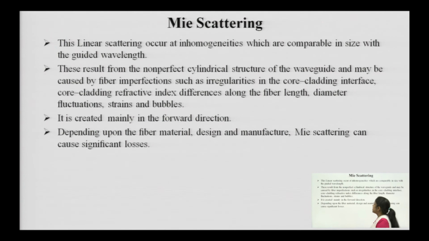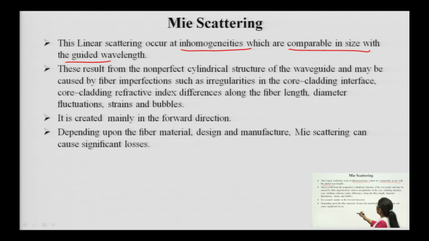Now comes the Mie scattering. This is also a linear scattering which occurs at the inhomogeneities. But for this, inhomogeneities have to be comparable with the size of the guided wavelength. In the previous section, that is for Rayleigh scattering, inhomogeneity should be small as compared to the wavelength, but here inhomogeneity should be comparable with the guided wavelength.